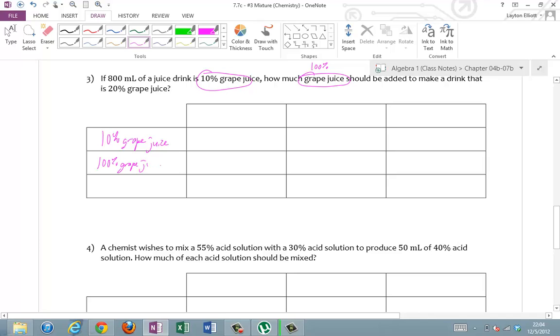Except it's probably really, really bitter and not fun to drink. I don't know. Not a grape juice person.